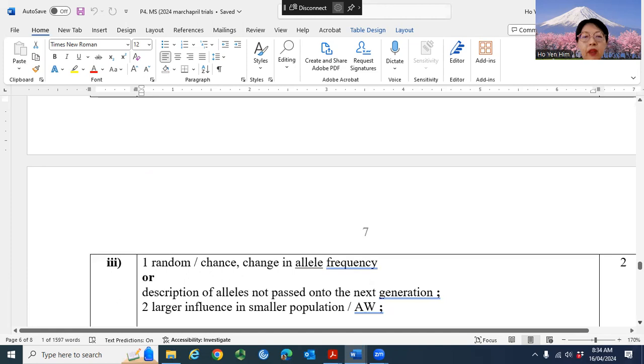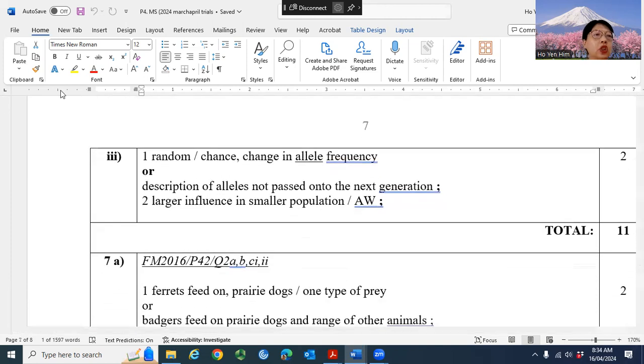So part 3. Genetic drift is a random change in allele frequency. Random change in allele frequency. That means this change is not because of natural selection. It's because of some events that occur not by natural selection. Something suddenly happened.